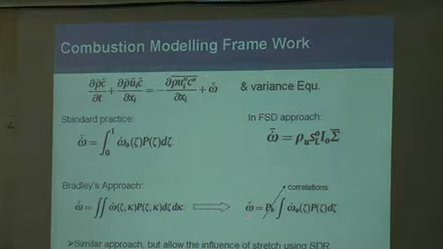This kappa, what is it? Kappa is the turbulent strain, or stretch rate. And zeta? Zeta is the sample space variable for the progress variable C.